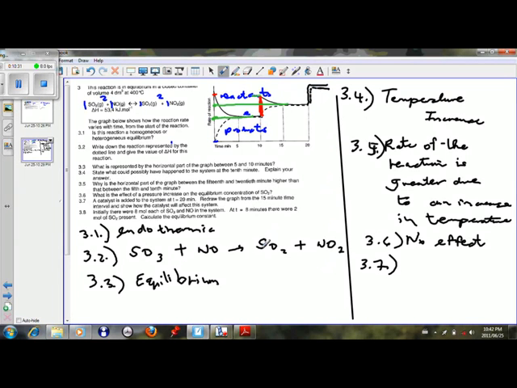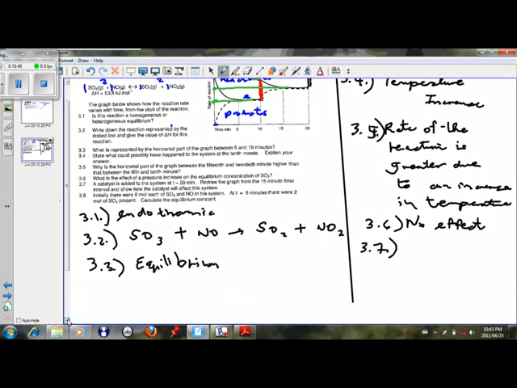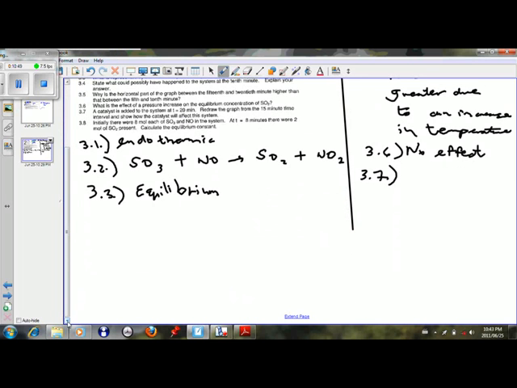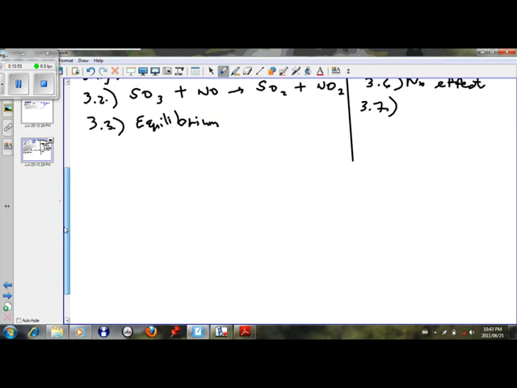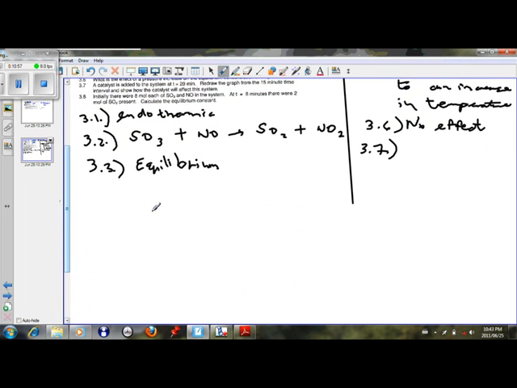And the last question says initially there were 8 moles of SO3 and NO in the system. At 8 minutes, there were 2 moles of SO2 present. Calculate the equilibrium constant. Now we see they have given us moles, so from here we can take this question a little further and relate it to what we did in the last lesson, where we have to draw the table.